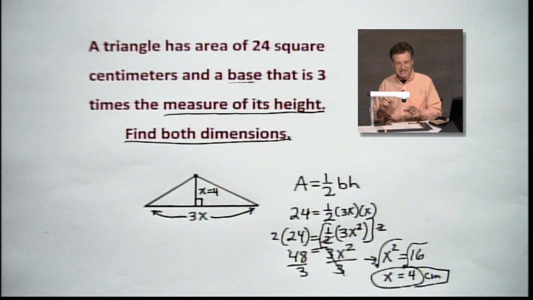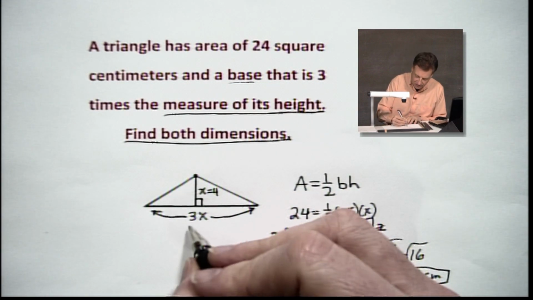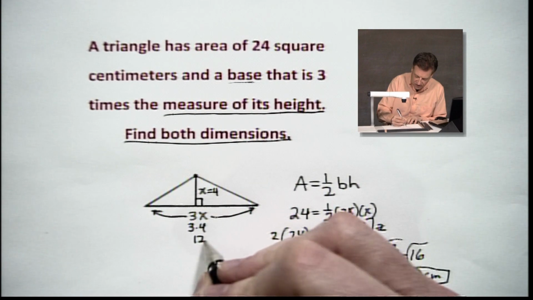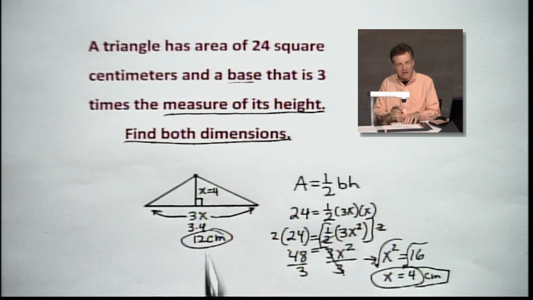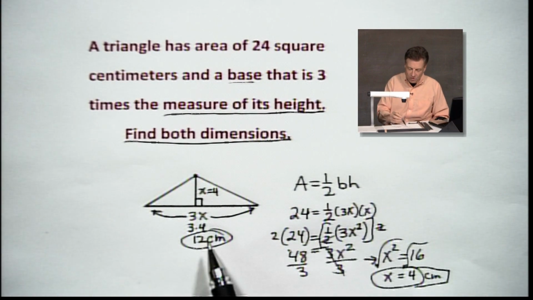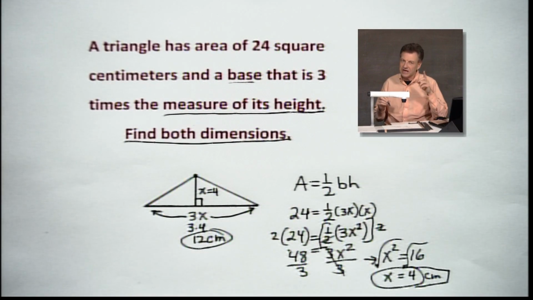But what about that base? 3 times that amount. Well, that's easy. 3 times 4, which will give us 12 centimeters there. So there's your story. Now, let's check back. If we take 4 times 12, we get 48. You've got to take half. Take half of that, you're at 24. And life is good.